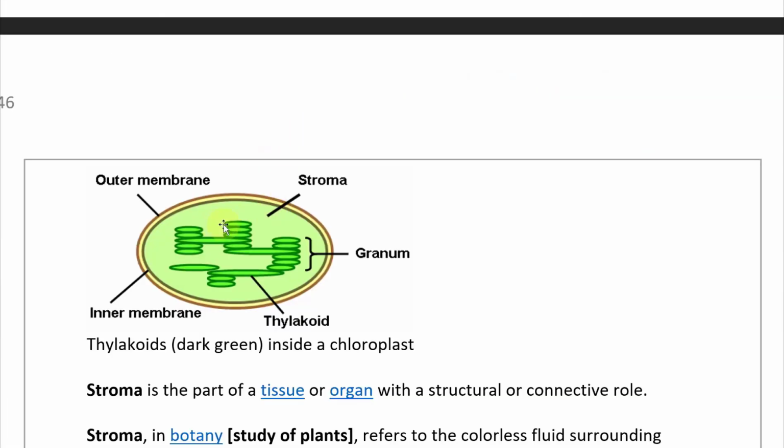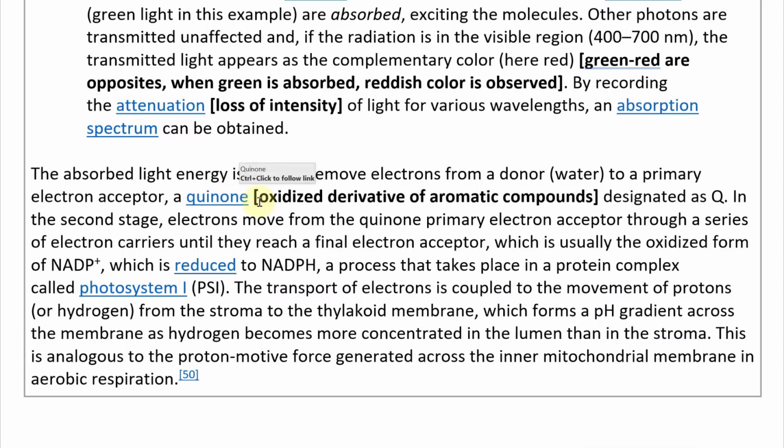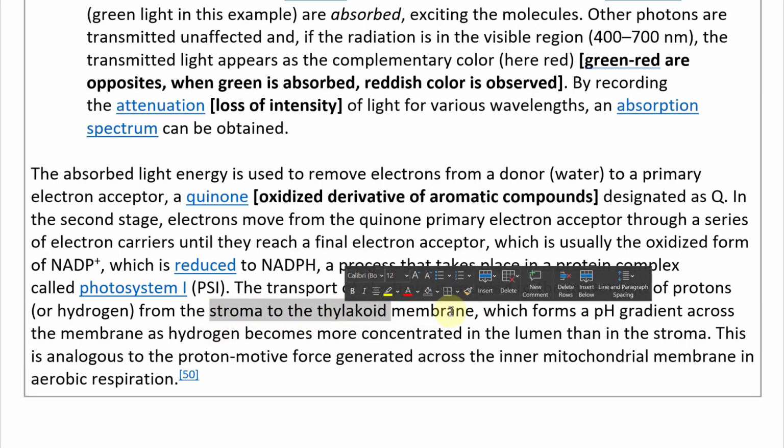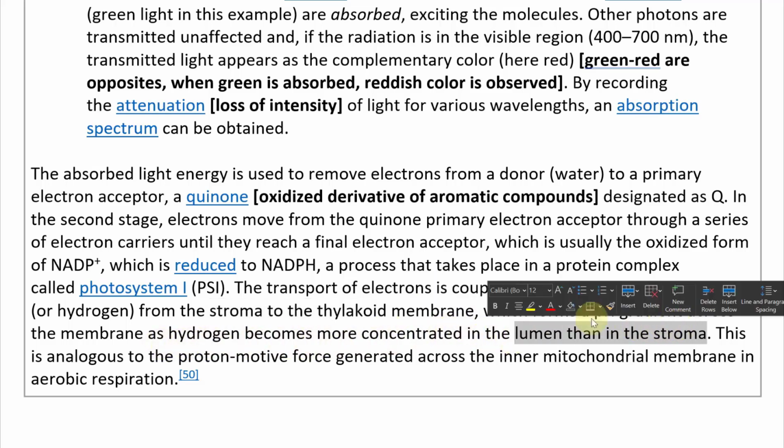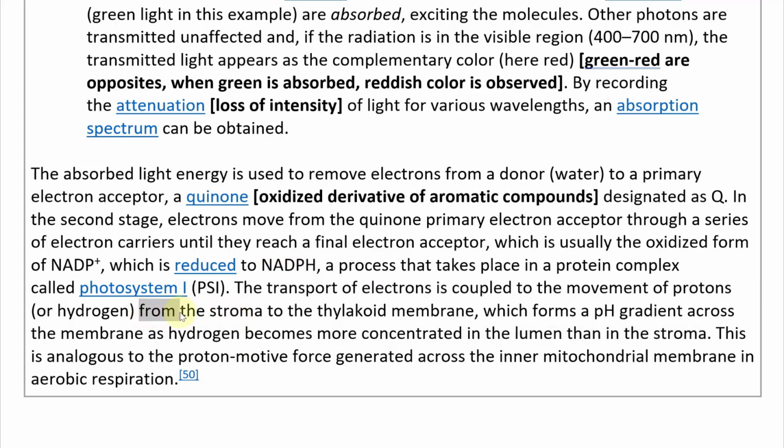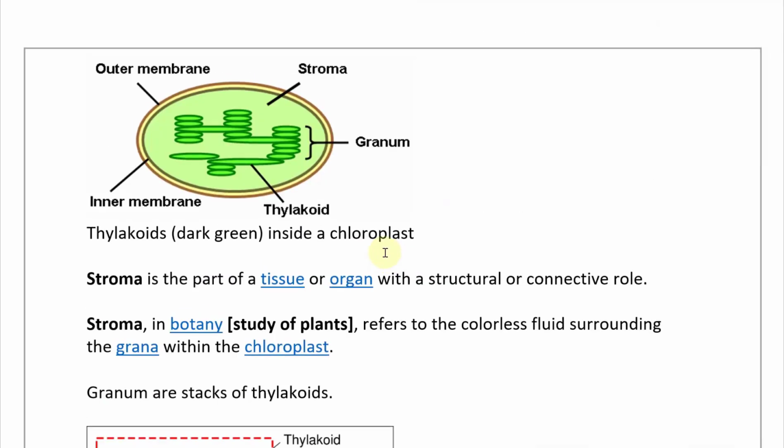And so what happens here, going back and reading this again: the transport of electrons is coupled to the movement of protons from the stroma to the thylakoid membrane, which forms a pH gradient across the membrane as hydrogen becomes more concentrated in the lumen than in the stroma. So, just bold this, it moves from the stroma. You'll have electron transport, coupled with the movement of protons from the stroma inside the lumen, inside the thylakoid, or specifically the thylakoid membrane.